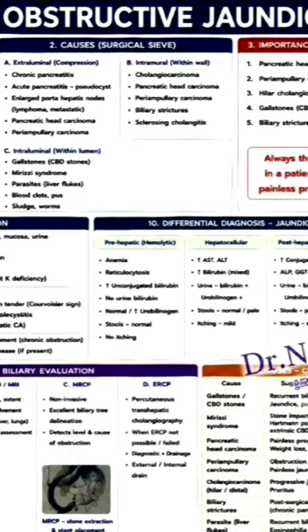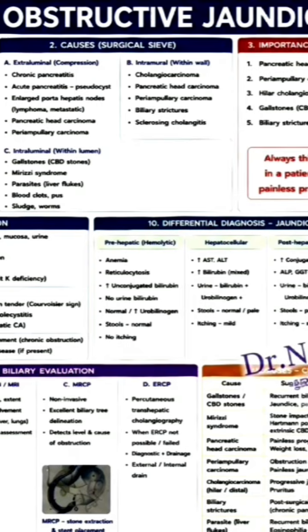So then, why the dark urine? Students often memorize dark urine, but why does this happen? Because conjugated bilirubin is water soluble, so the kidneys filter it into urine. That produces dark urine. Why the pale stools? Normally bilirubin enters the intestine and it becomes stercobilin, which gives stool its brown color. But in obstruction, bilirubin never reaches the intestine, so stools become pale or clay colored.